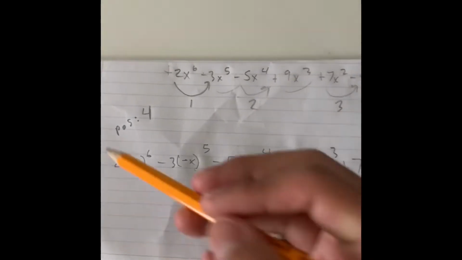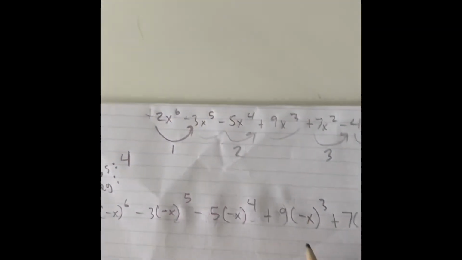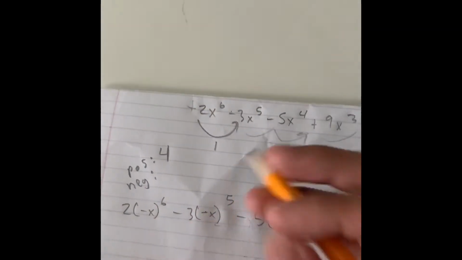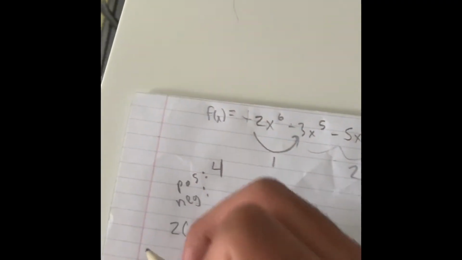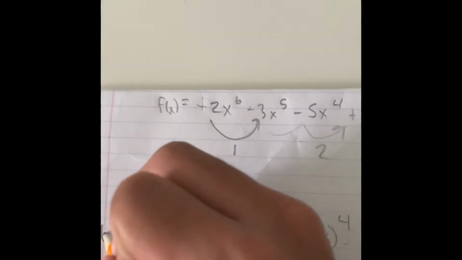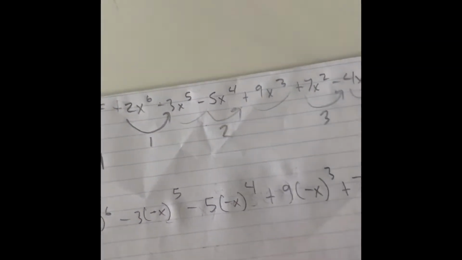And then to find the negatives, wait, let me just write this up. Here we go. Here are the negatives. So to find the total number of negative solutions, you have to plug in negative x, because this is f of x. You have to plug in negative x instead to find the negative solutions. So negative x, so you see all of these, you put negative x.